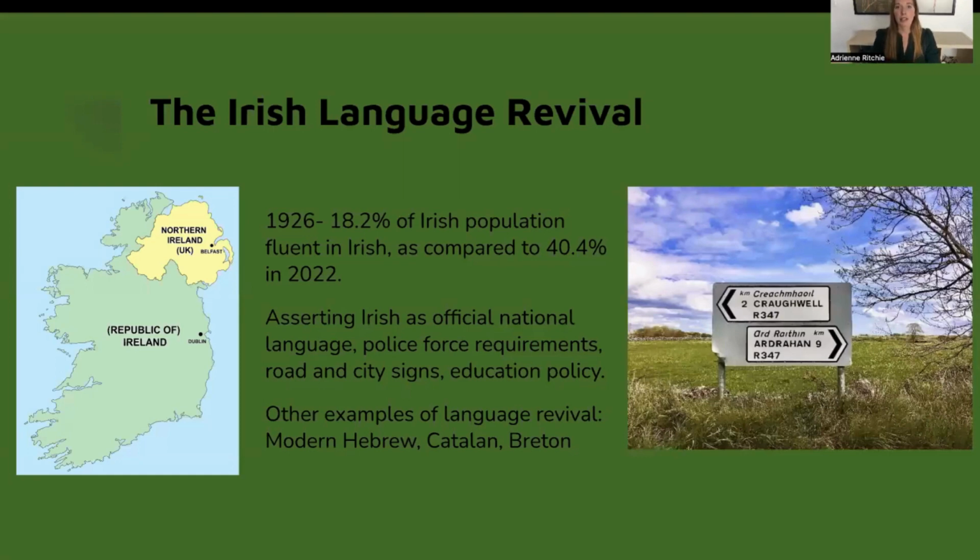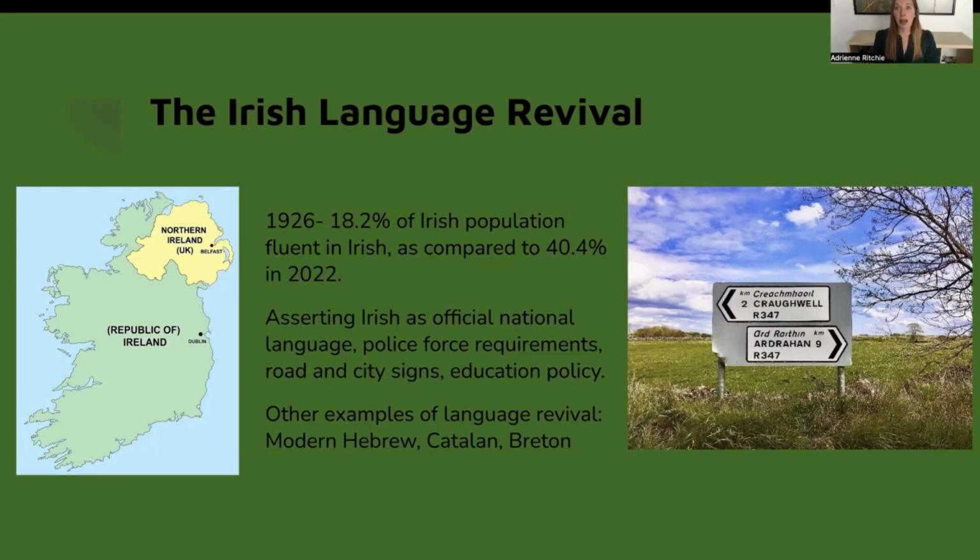So what I will focus on today is the Irish language revival. In 1926, the first census done after the independence of Ireland, there were only 18.2% of the Irish population that could speak Irish Gaelic. Yet, almost 100 years later, in 2022, 40.4% of the population now speaks Irish Gaelic. The impact of this cannot be overstated. This is a very, very significant, well done Irish language revival.